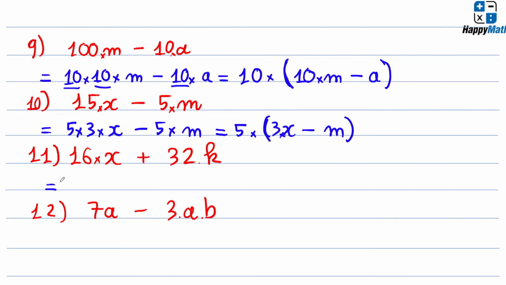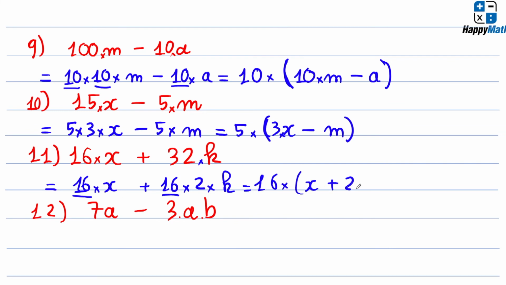How about the next one, question 11? 16h and 32 multiply k. 16 multiply h. Okay, it's right. But the second one I've got here is 32. So 32 I can rewrite like 16 multiply 2 and multiply k. And I see here the common factor is 16. So I take 16 outside. You've got h plus 2 multiply k left. So inside the bracket we've got this form. Yeah, we're done. Now question 12.